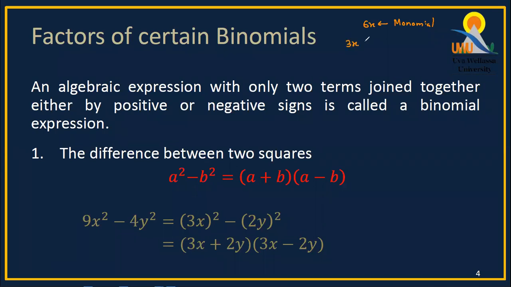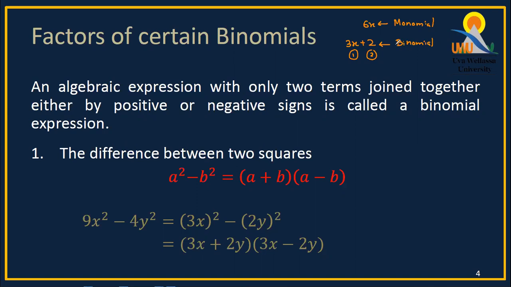Now think about 3x plus 2. Here you can see that this is the first term we are having, this is the second term we are having. We are having two terms here. Then if you are having two terms, such expression is said to be a binomial. It is because we are having two terms connected with plus sign or minus sign. That is why we are taking this as a binomial.